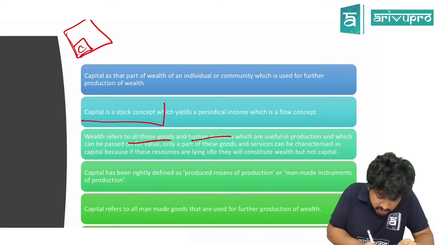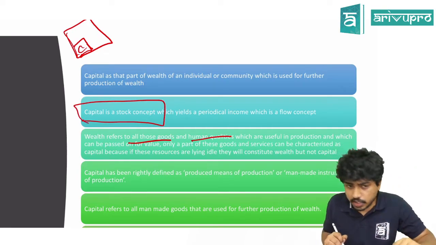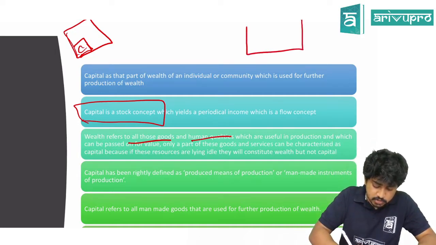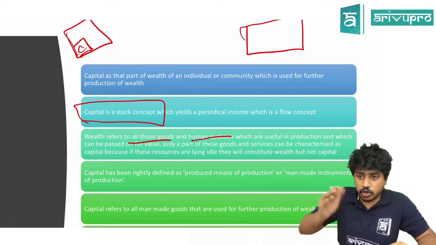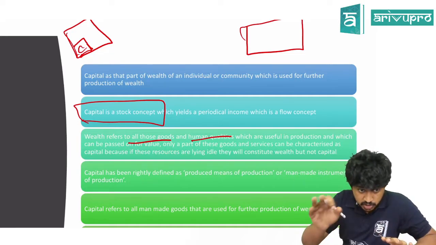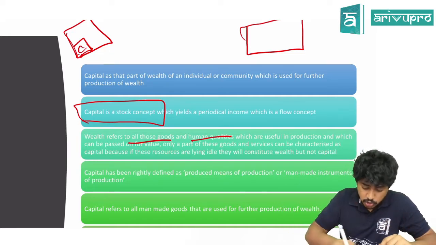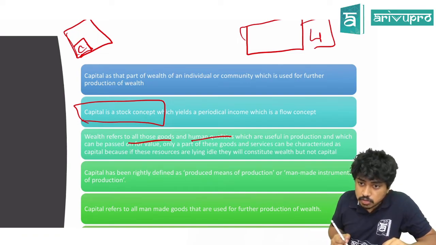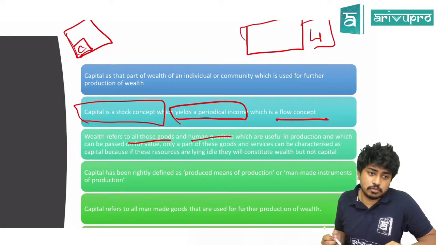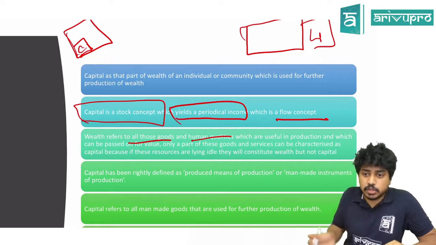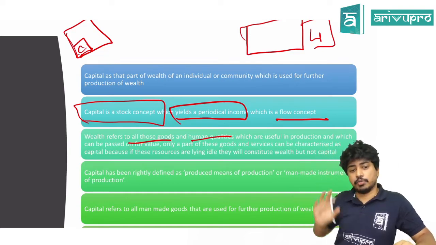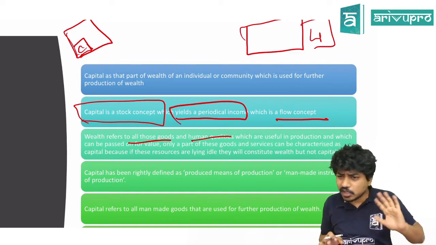Capital as such is a stock concept. I told you what a stock and flow concept is before itself, right? That is, three machines mean three machines. It's not going to be changing over a period of time. But using those three machines, say you are growing your business, you can get the fourth machine, right? So the periodic income is a flow concept. Are we clear? Capital as such is a stock concept. Are we clear in this?